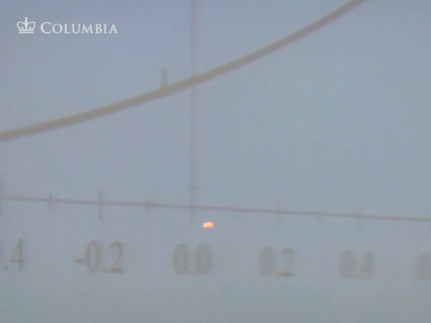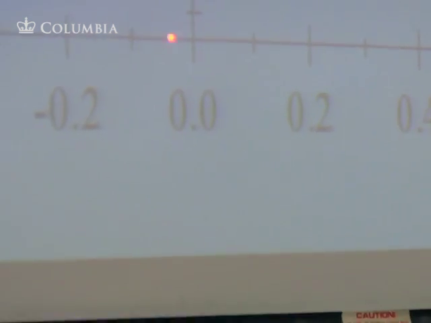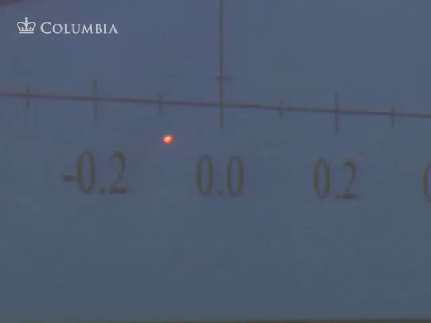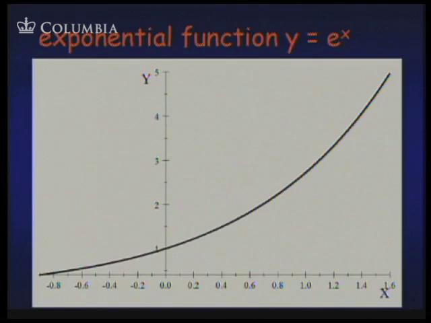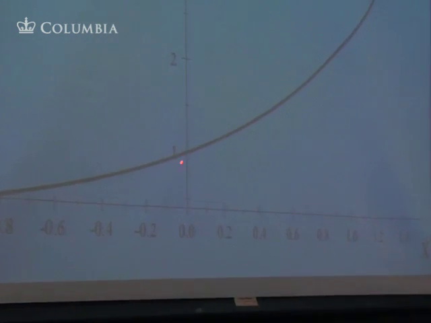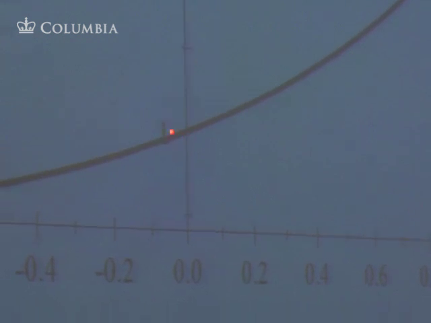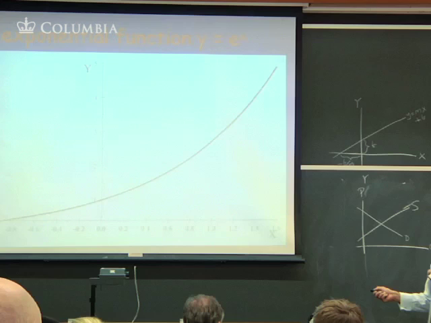So e to the x, when x is equal to 0, is 1, because any number raised to the power 0 is equal to 1. Okay? So the y-intercept is equal to 1. It is an exponentially rising function, so you'll see that its slope increases as x increases.